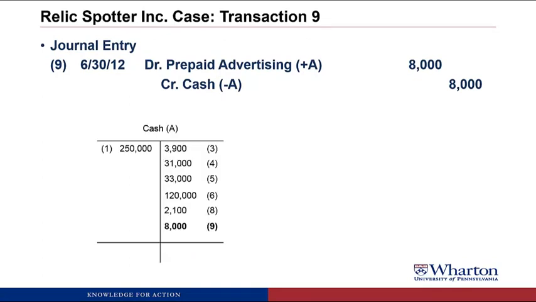We post this transaction to T account, so we've got another credit to cash on the right-hand side, and we create a T account for prepaid advertising with a debit of $8,000.